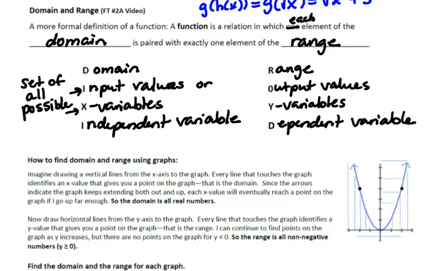So this is just kind of handy to help you remember. For those of you who forget which math word means which and get them mixed up, think of Dixie, domain, x, and Roy D, range, and y. The inputs and the outputs.